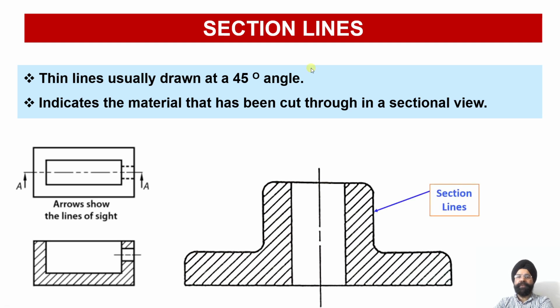Then the third type of line is the section line. Section lines are not drawn straight, they are drawn at an angle of 45 degrees. They are again thin lines, but the special characteristic of these section lines is that they are used to represent any particular object which has been cut by a cutting plane.